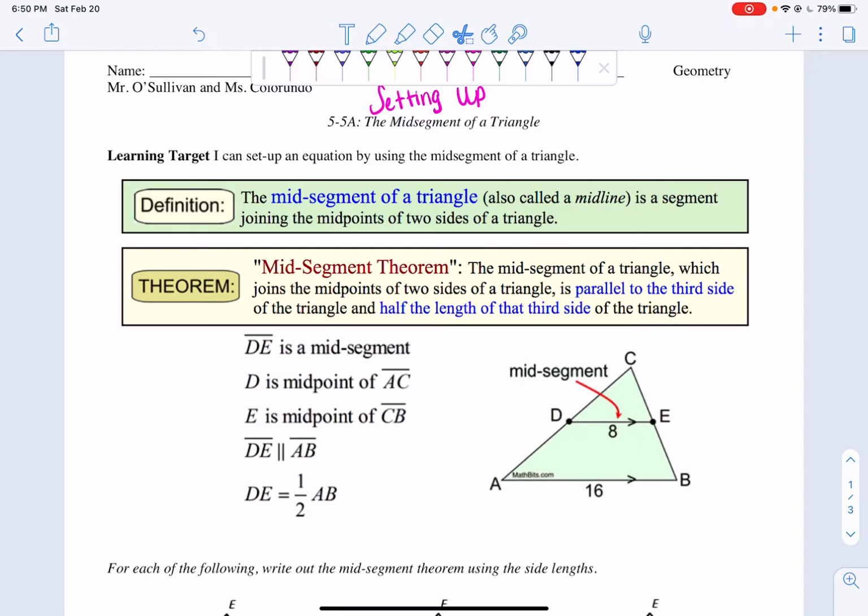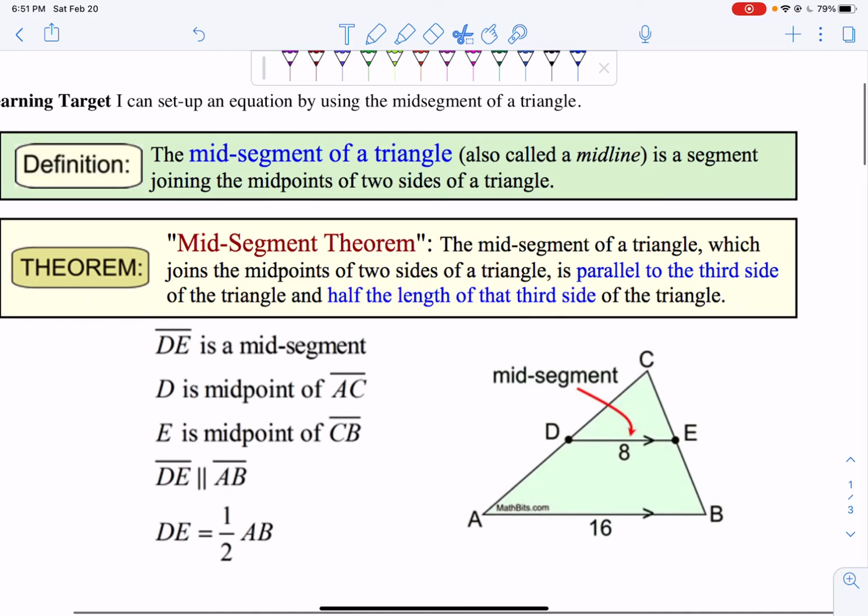The mid-segment of a triangle, also called its midline, is a segment joining the midpoints of two sides of a triangle. This is actually going to be very helpful for us when we go over proportions in our triangles, which will be in our next unit or in 2 units, I forget. But where we look at proportions and the relationships that are taking place between our side lengths and our angles. The mid-segment theorem states that the mid-segment of a triangle, which joins the midpoints of two sides of a triangle, is parallel to the third side of the triangle and half the length of the third side.